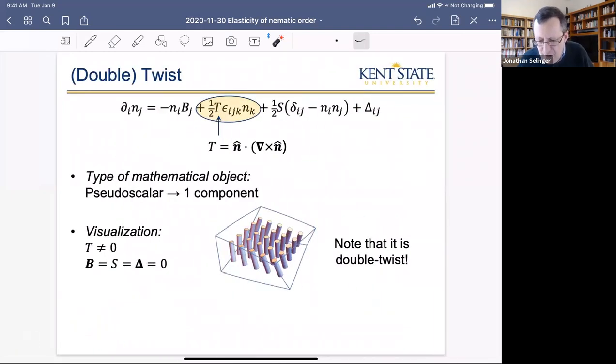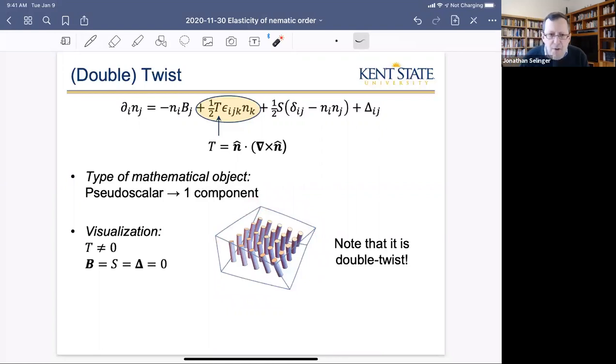The second mode is called twist. And so that is the mode that comes in here. And an illustration of twist is right here in this picture.